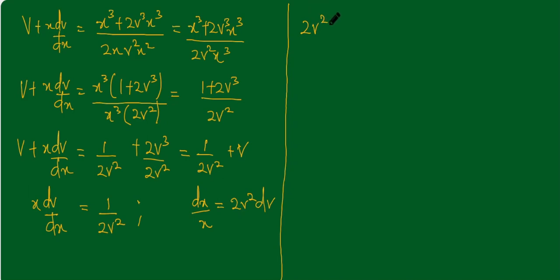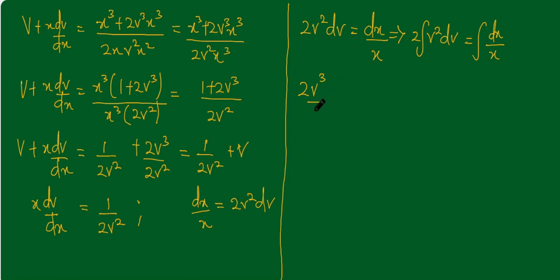So 2v squared dv is equal to dx all over x. We can now integrate both sides. We have the integral of 2v squared dv is equal to the integral of 1 over x with respect to x. So we get 2v cubed divided by 3 equal to ln x plus c.